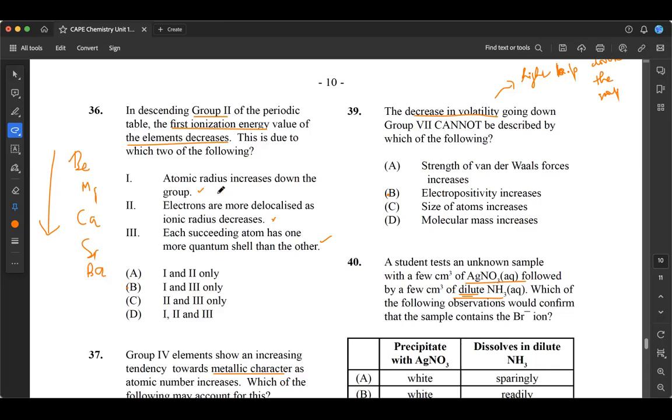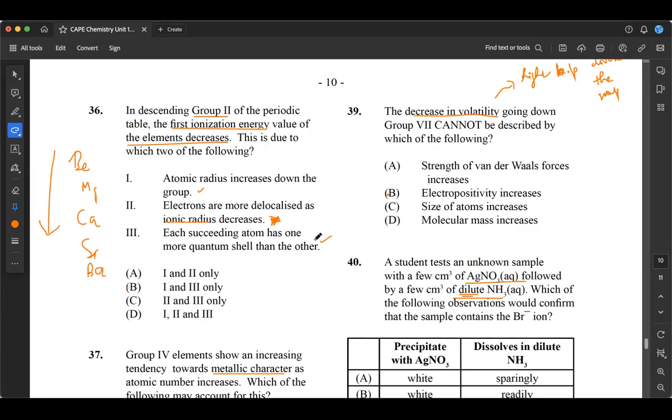So let's see if anything here matches up with that explanation. The atomic radius is going to increase as you go down the group. That's true because you're adding more shells, and so that outermost electron is going to be further away from the nucleus. So this would contribute to a decrease in ionization energy. So this is correct. For part 2, electrons are more delocalized as ionic radius decreases. That doesn't really apply here, because we're talking about neutral atoms that we're taking the first electrons from. So ionic radius doesn't apply to this whole discussion here, right? Each succeeding atom has one more quantum shell than the other. That's true. Remember I said as you go down, you're adding a shell?